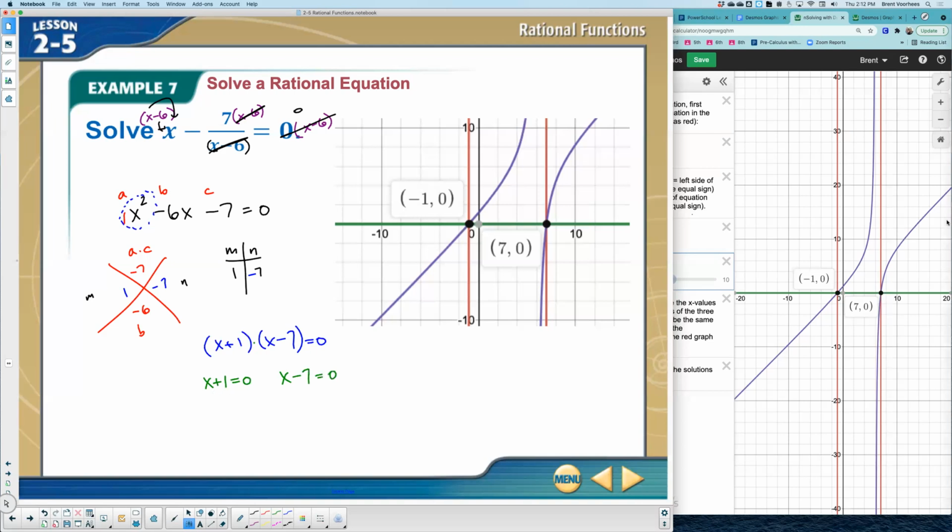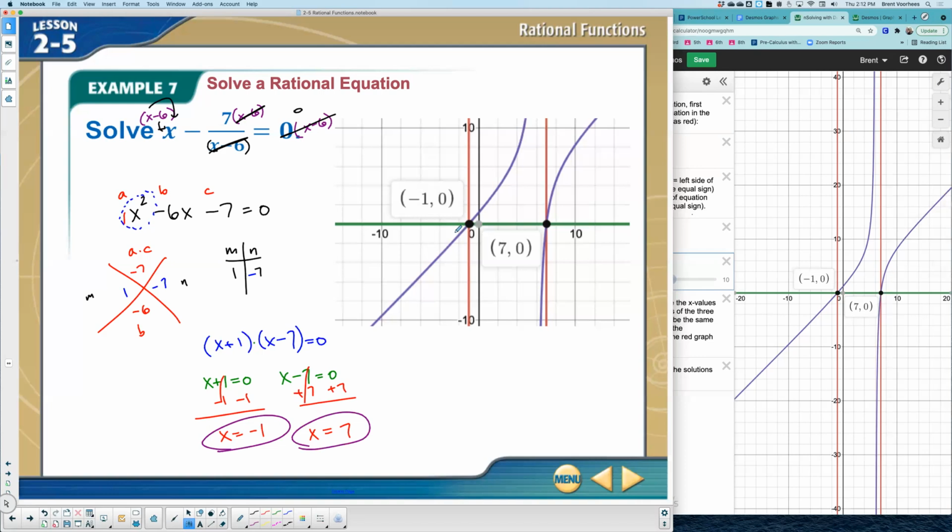Over here on the left side, I would need to subtract 1. The opposite of adding 1 is subtracting 1. And we get our solution of negative 1. And over here, the opposite of subtracting 7 is to add it. And we get x equals positive 7. Notice those are exactly the answers that we had from InSolve. So we did do that correctly.